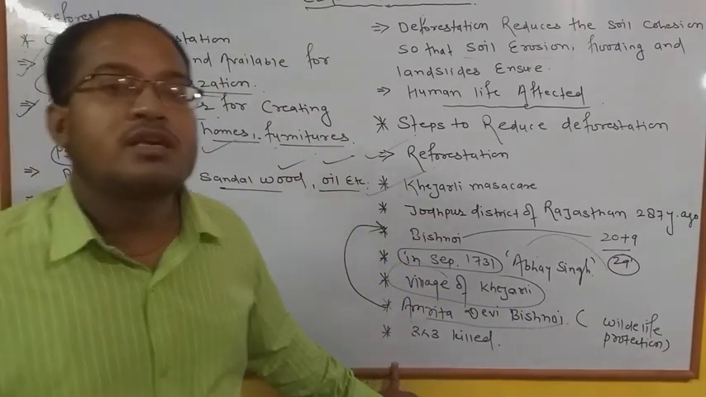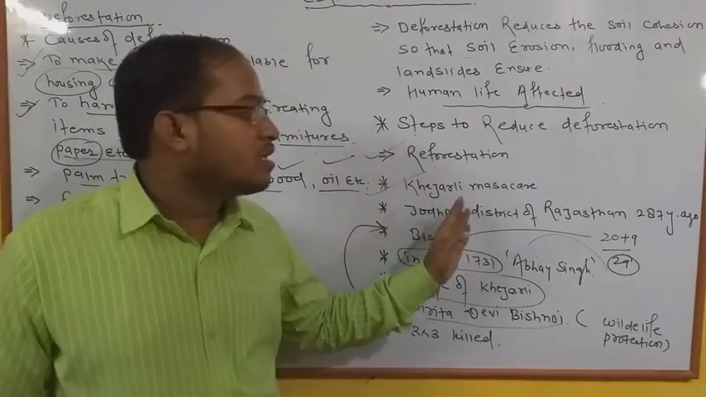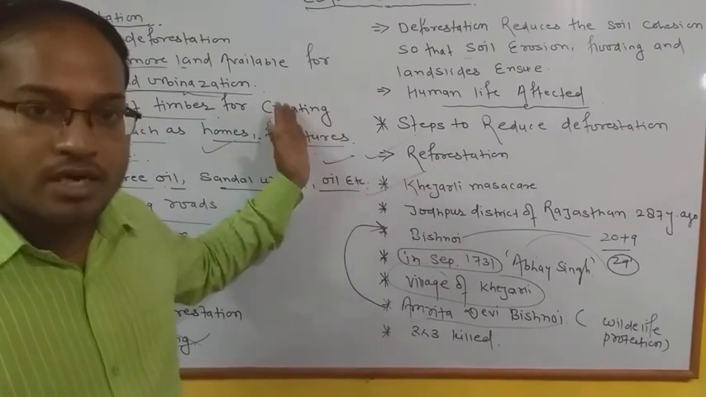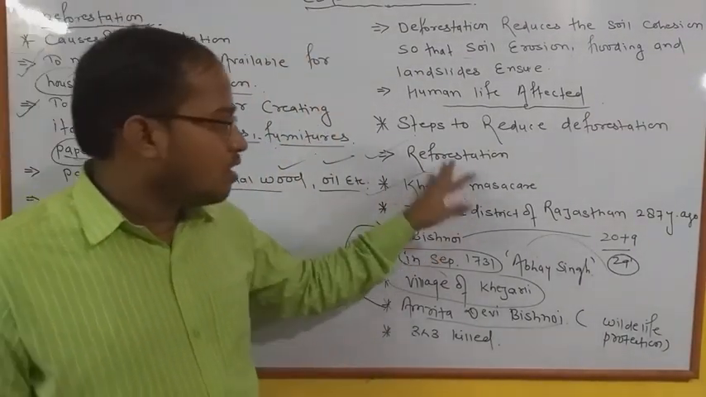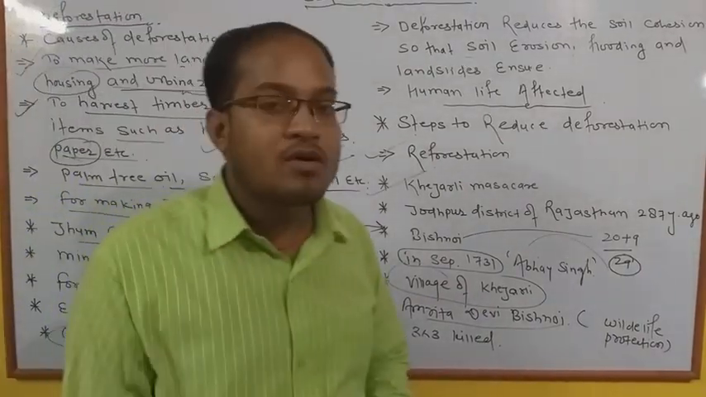And approximately 363 people were killed during this movement and this movement leads to the Khezarali massacre. ये जो मैसाकर था वो रिलेटेड टू डिफॉरेस्टेशन से था. Okay, so this is all about deforestation. Now next we are going to discuss one more movement, the Chipko movement.